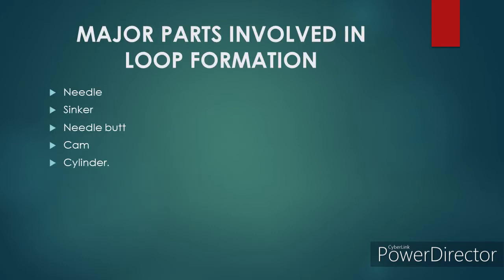Major parts involved in loop formation. There are 5 major parts involved in a loop formation. They are number 1, knitting needle, number 2, sinkers, number 3, needle butt, number 4, cam and number 5, cylinder. Let's see one by one in detail.